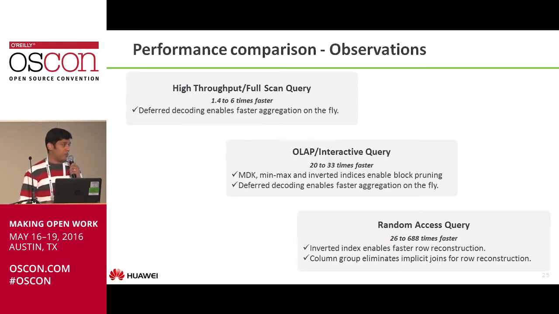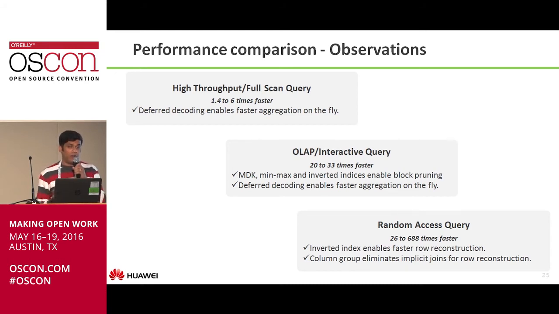The observation from the performance results is that in the case of high throughput full scan queries, most of the performance benefit has come from the deferred decoding feature. Almost all of the columnar data stores use some kind of encoding to reduce the data, to achieve better compression and better storage organization. But when you are running a query and the data is being read from the disk element by element, cell by cell, the data has to be decoded on the fly. And the decoded data is much bigger than the encoded data, and all operations are performed on the decoded data.